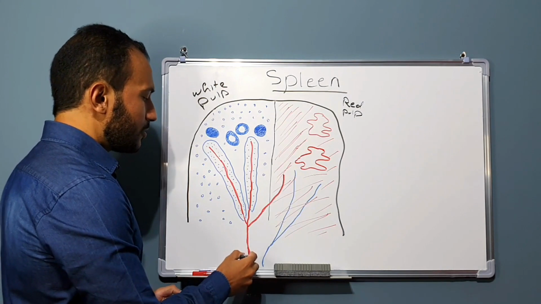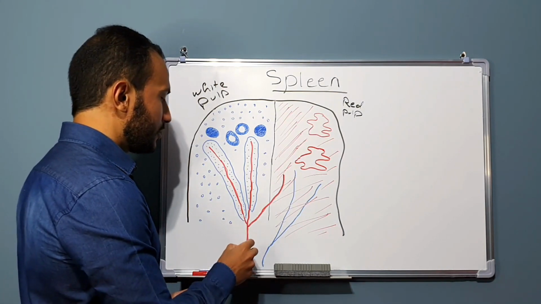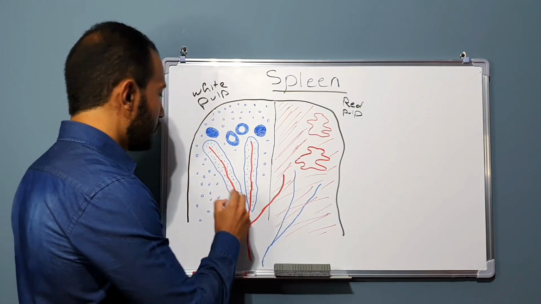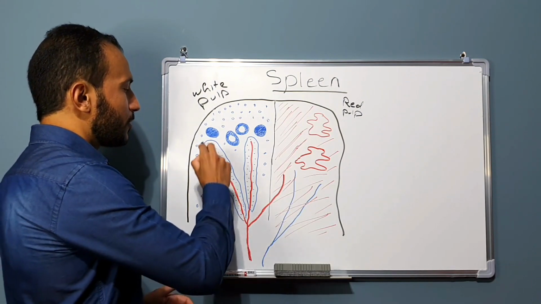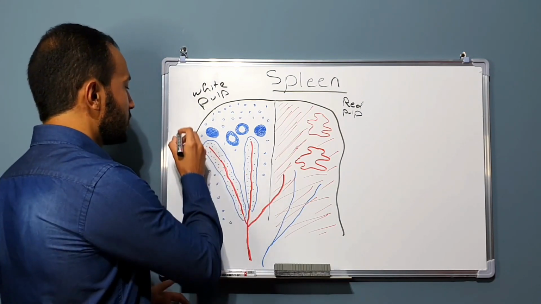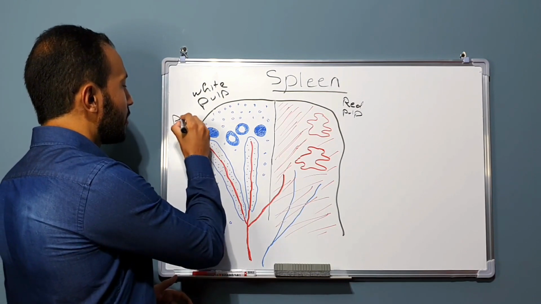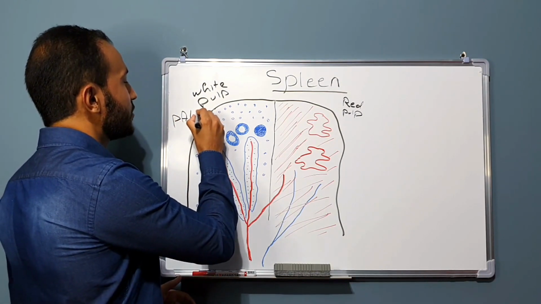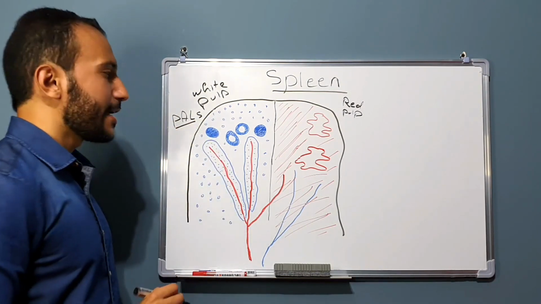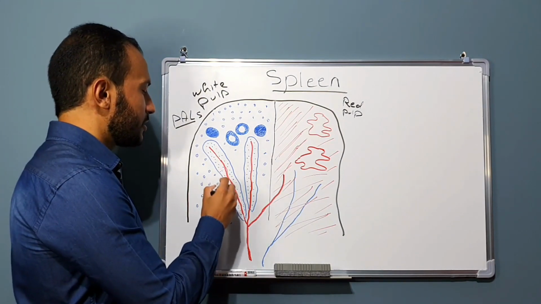Here is the artery, which comes from the splenic artery, then divides into arterioles, and it's surrounded by this structure which is called the peri-arteriolar lymphatic sheath, PALS, and this contains the T lymphocytes.